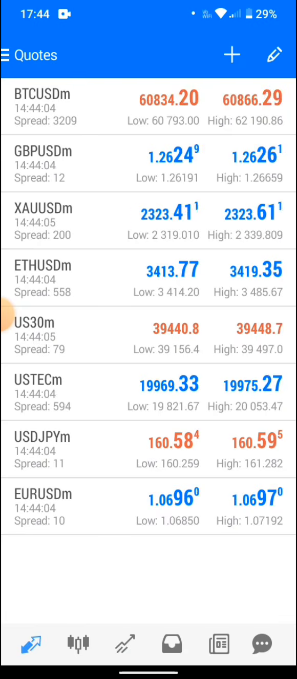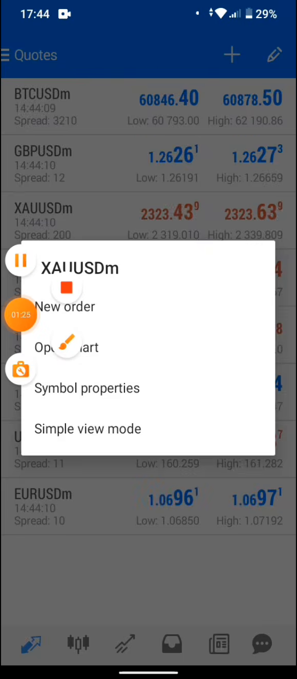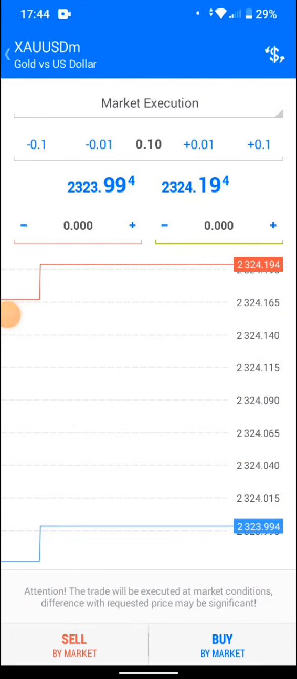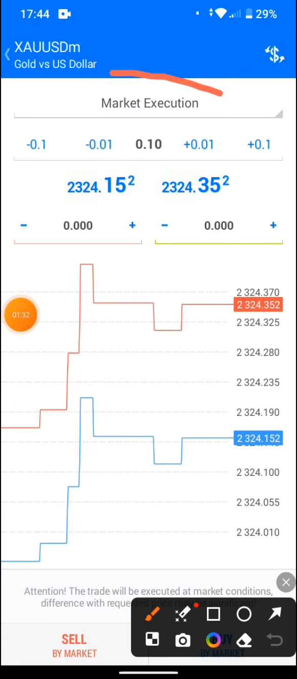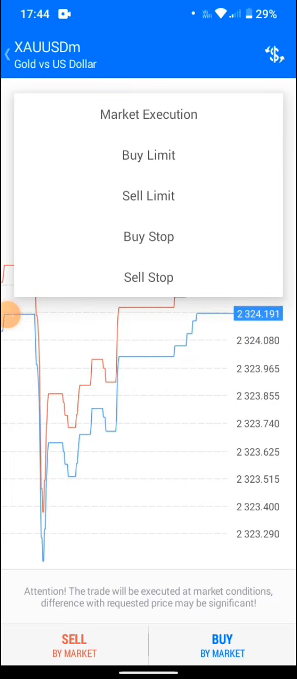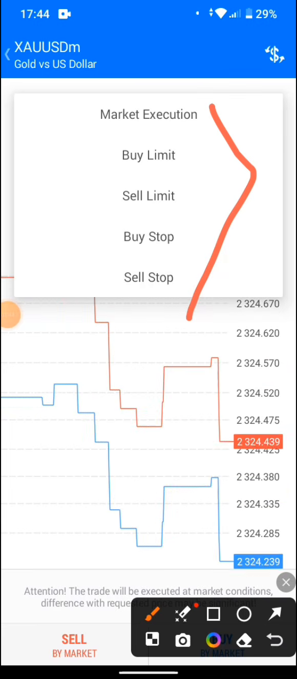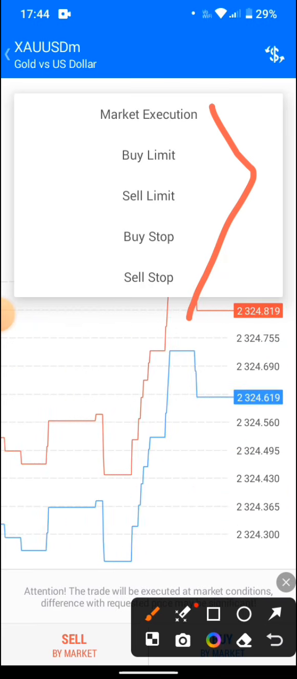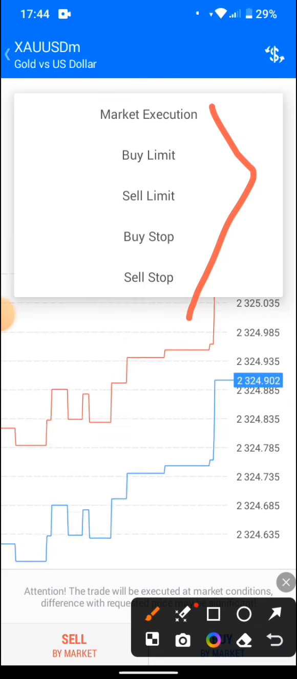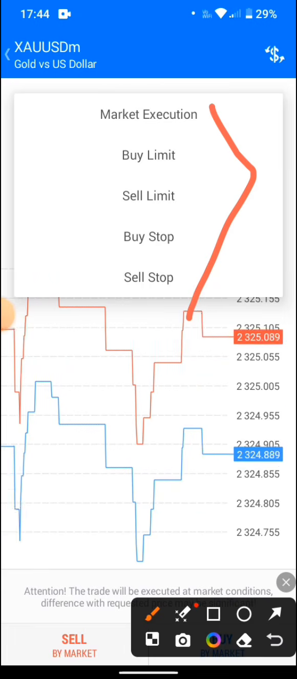So if you come here, let's say we want to enter gold. When you tap here, you're going to see new order. If you come to the top here, you are seeing market execution. Just tap this one and you are going to see the other types that are available here. For me, I advise you guys to use MetaTrader 4 or MT4 as a beginner. It is very easy and friendly to use. If you have not watched my MetaTrader 4 tutorial, ensure to check the MT4 playlist and you can watch that.